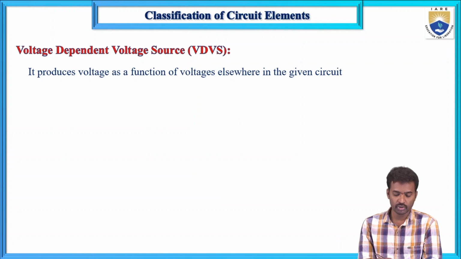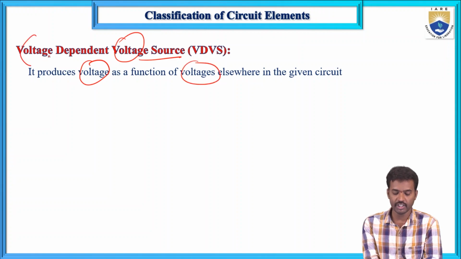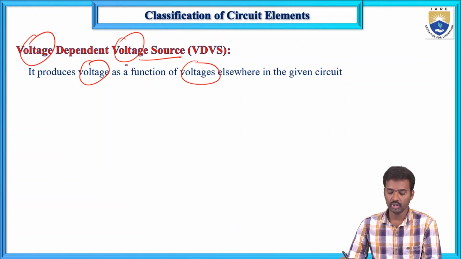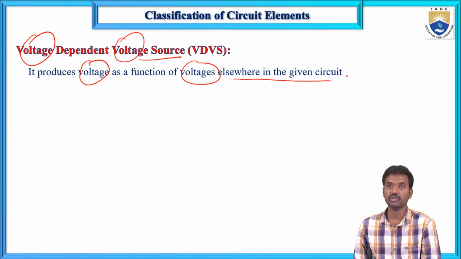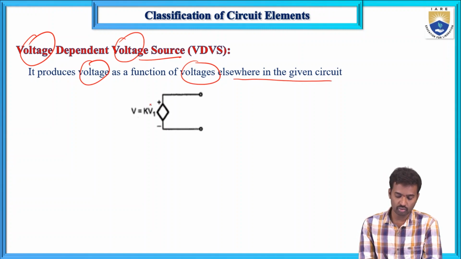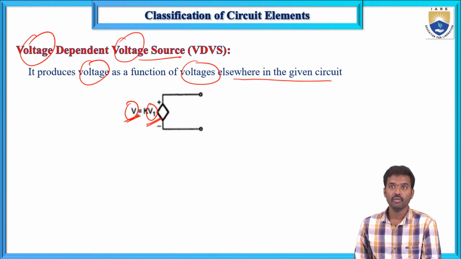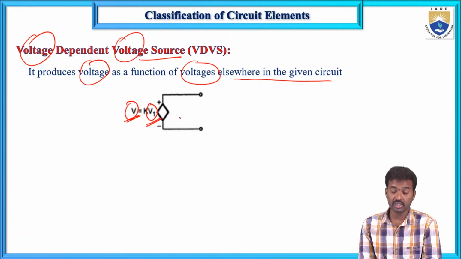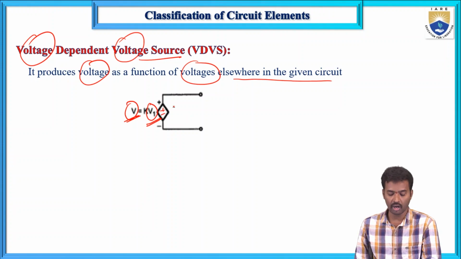Voltage dependent voltage source, VDVS. It produces a voltage as a function of voltage elsewhere in a given circuit. This is the symbol for the voltage dependent voltage source. This is the dependent value, and this is the voltage source. Plus minus indicates the voltage; you can also represent it inside the diamond.